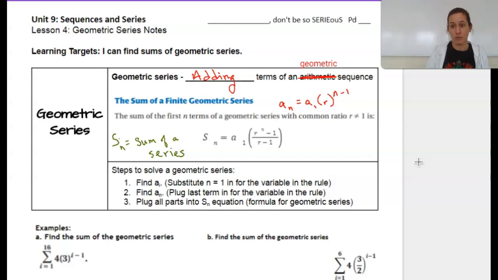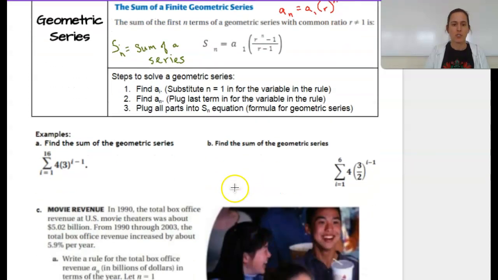First thing is to understand how to read it. Just like with arithmetic series, we still have that sigma symbol. That means you're adding all of the terms from i equaling 1, so you're starting with 1, all the way to the 16th term. Using the rule that your initial term is 4, your ratio is 3, and you have n minus 1, meaning all the numbers before it, we're going to add those all together.